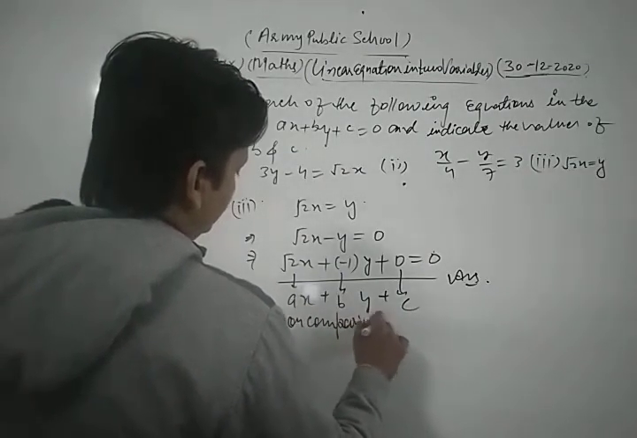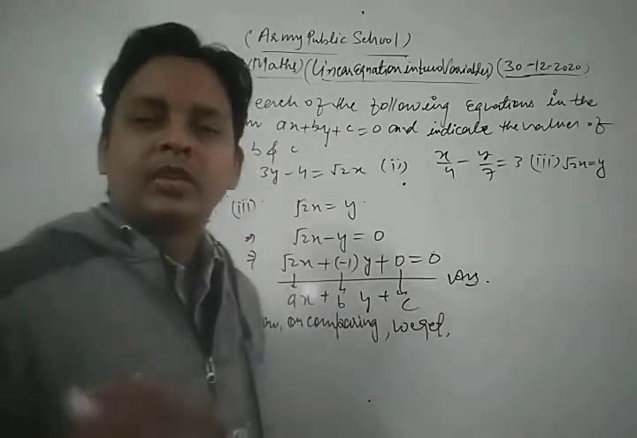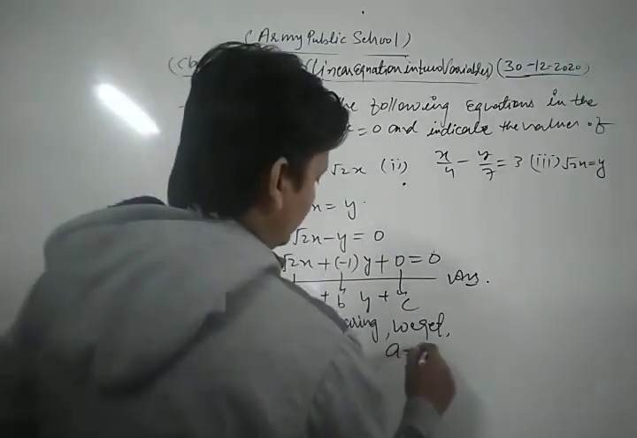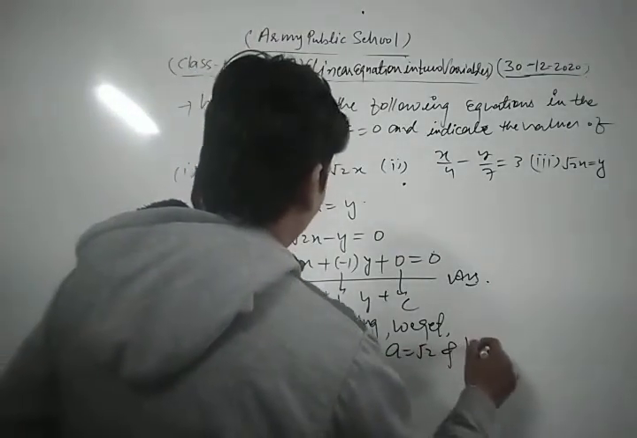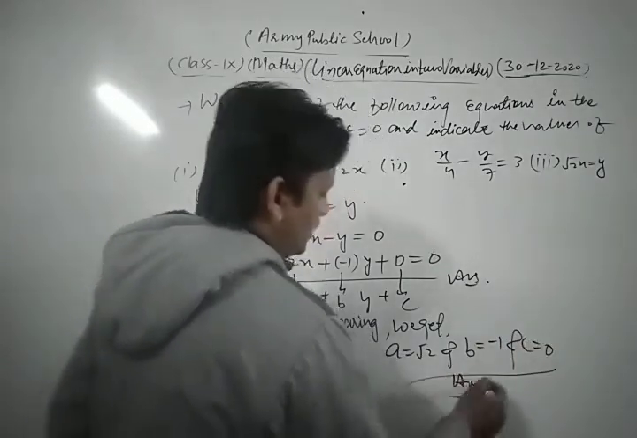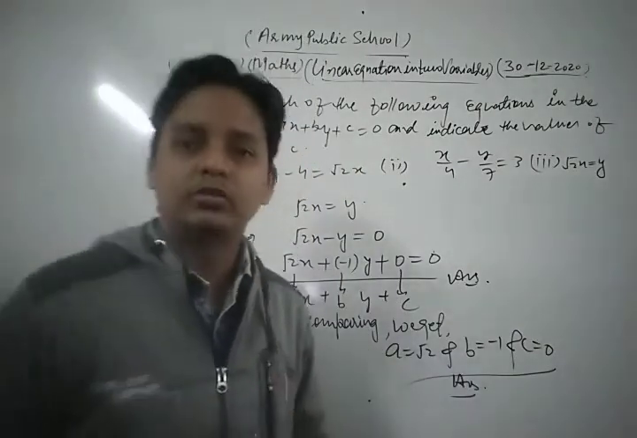On comparing, dear student, we get the value of a is what? Root 2. The value of b is what? Minus 1, and the value of c is 0. So this is the answer of the given question. Okay, so dear student, this is the process.